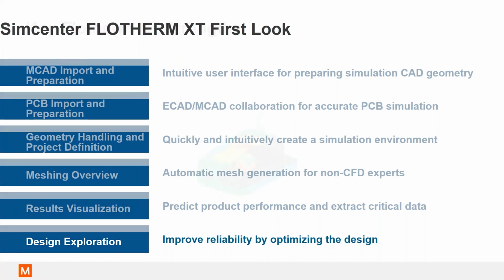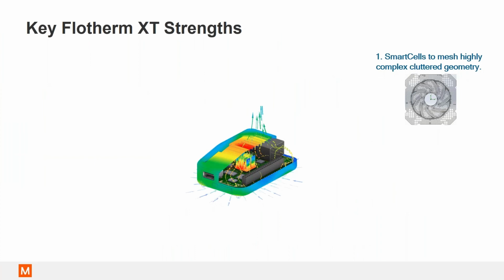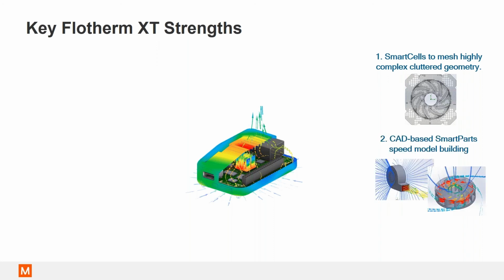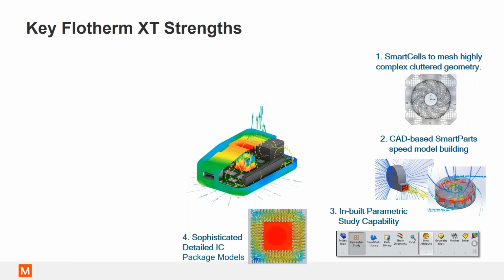And lastly, to summarize the key strengths, using the smart cell technology, as we saw, even a non-CFD expert can generate a great quality mesh even with a cluttered geometry. FlowTherm XT definitely has an intuitive user interface for preparing the simulation CAD geometry. We have inbuilt parametric study capabilities within the tool. We can run manual variations, DOE, model calibrations, and generate optimized design. This will help us generate a reliable product.